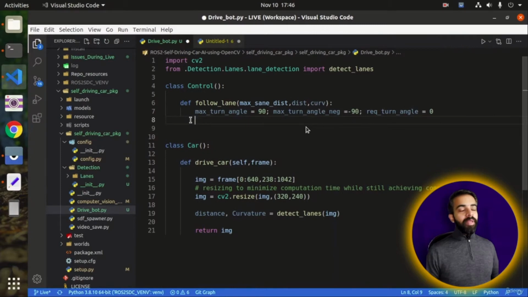Now, let's move on to implementing the first step of this particular function. If you remember the algorithm defining the theory for this control system, we defined that we need to estimate or calculate the required turn angle that the car needs to take from the given error terms.